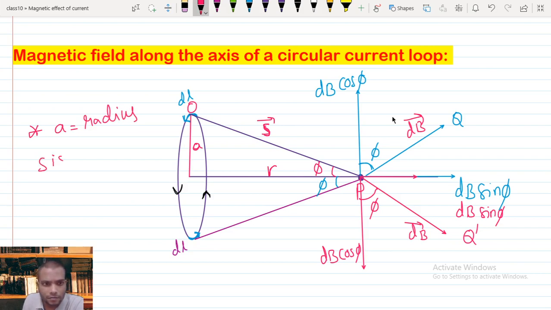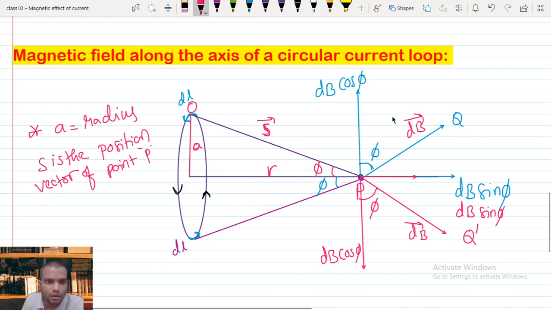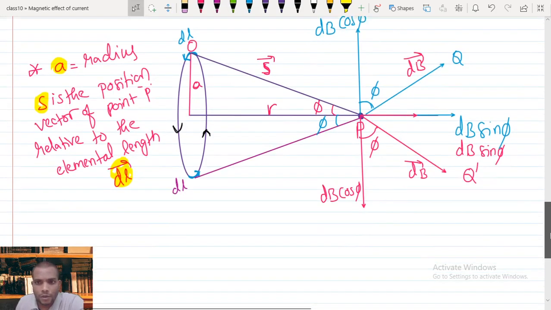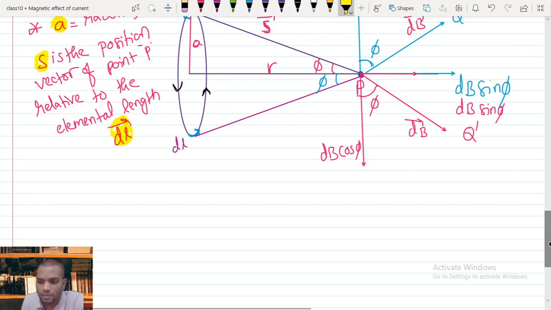and S is the position vector of point P relative to the elemental length, elemental length dl bar. So these quantities we require to write the Biot-Savart's notation. So according to Biot-Savart's law, the magnetic field at point P due to current carrying element.